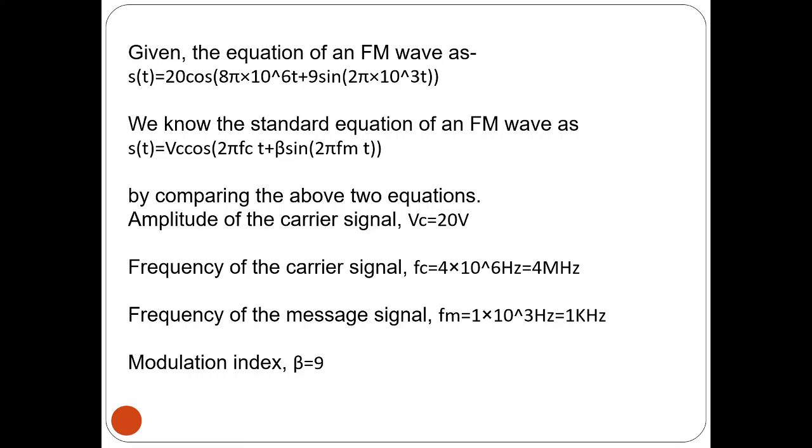The amplitude of carrier signal Vc equal to 20 volt, the frequency of carrier signal 4 megahertz, then frequency of message signal 1 kilohertz and modulation index 9. So these are the given values.